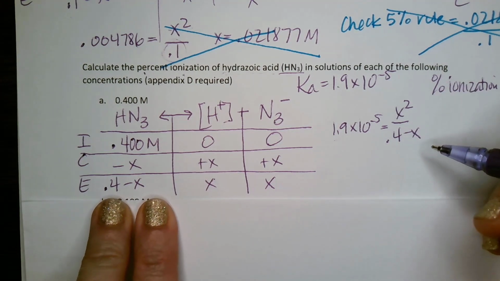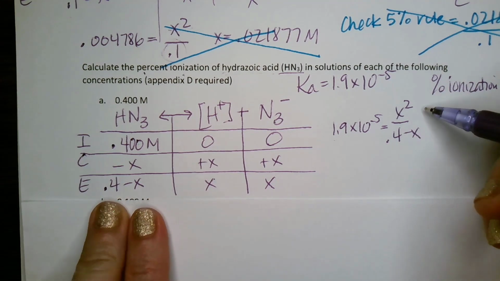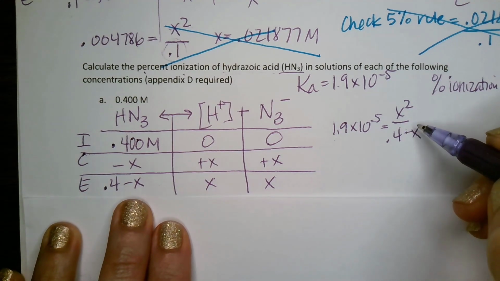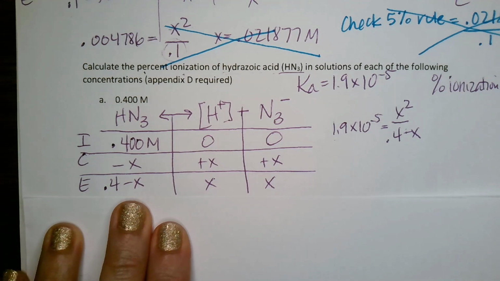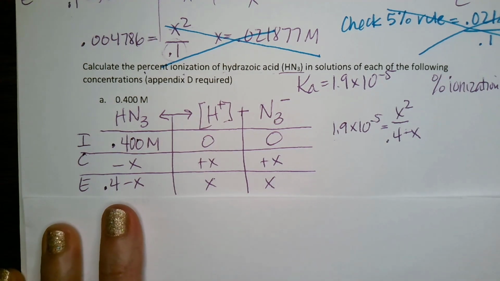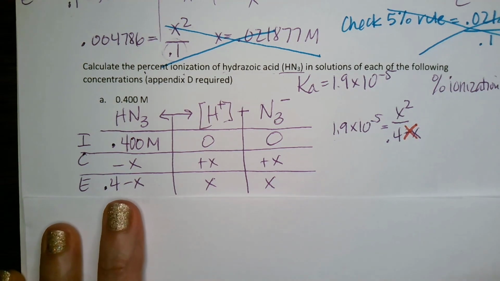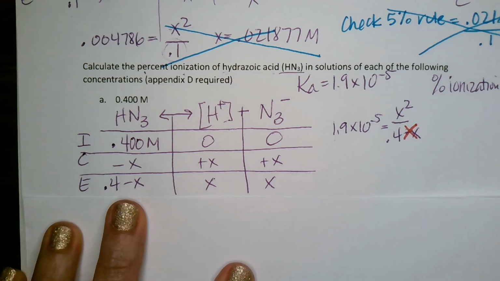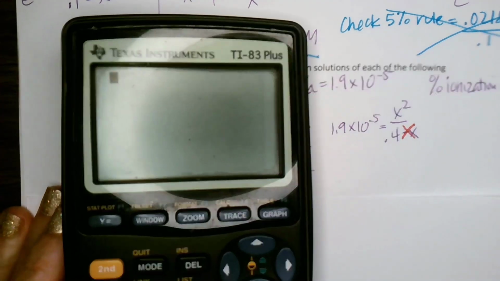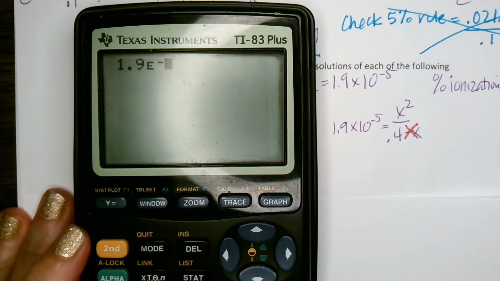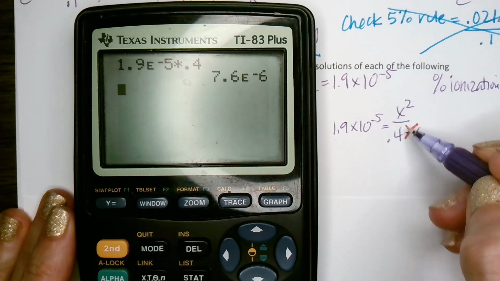Now, let's start off thinking that we've got our 5% rule. So let's leave off this minus X. We'll just cross this off for right now and hope for the best. Remember, if it's more than 5%, we'll just start over and include that minus X and use our quadratic equation. So let's start with 1.9 times 10 to the negative fifth times 0.4, and that would be equal to X squared.